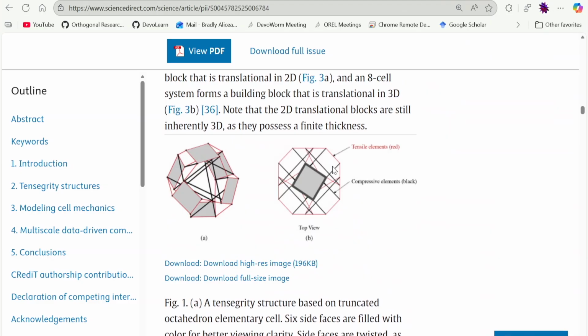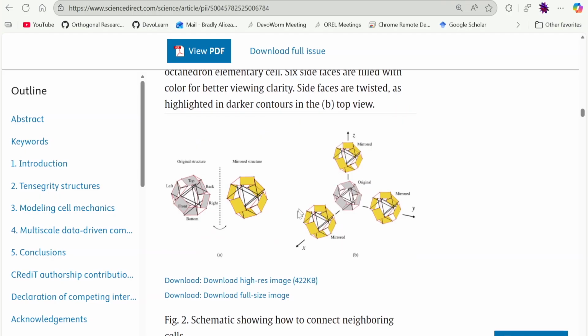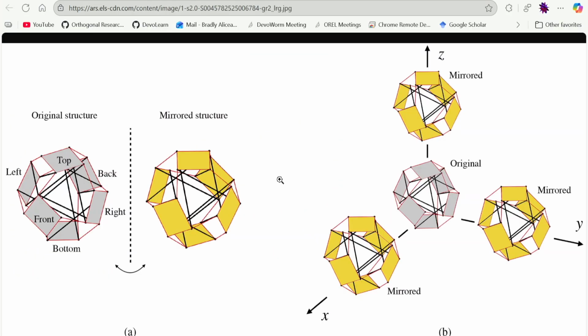They show these structures. So you have these networks where you have the compressive elements in black, the tensile elements in red, and then these geometric shapes within that structure. And if you look at this high-res image, you have the symmetries. You have the original structure, where the top and the bottom and the left and the right are defined. And then you have the mirrored structure, so you can look at the mirror image. And then this shows the symmetries.